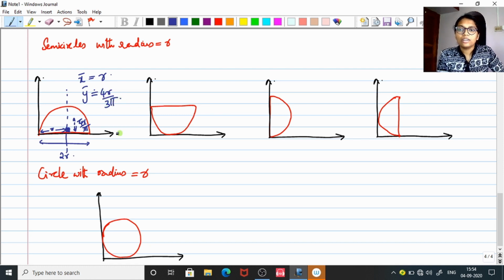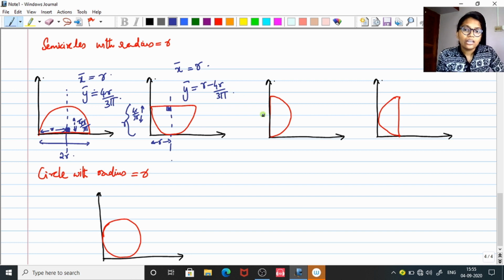Got it? Now the semicircle is flipped vertically, and again you can see the vertical symmetry coming up, and your x bar is lying on this point, which is r away from the origin. So x bar is simply r, and for y bar again you have to check the right angle position. It is over here, and measure your 4r by 3 pi starting from your right angle, and completely it is r. So coordinate wise y bar is r minus 4r by 3 pi.